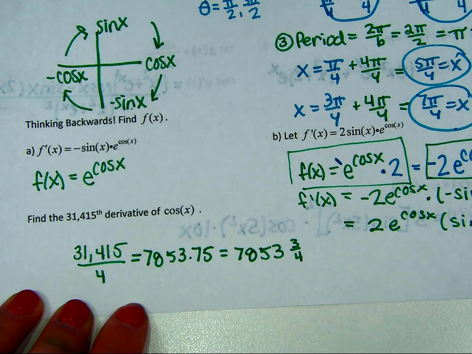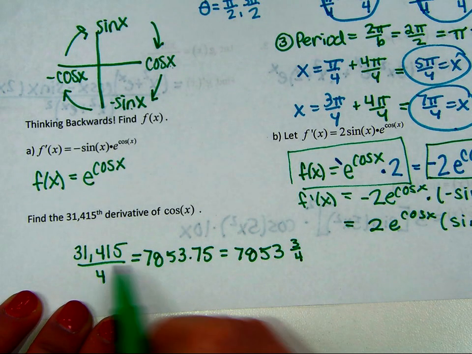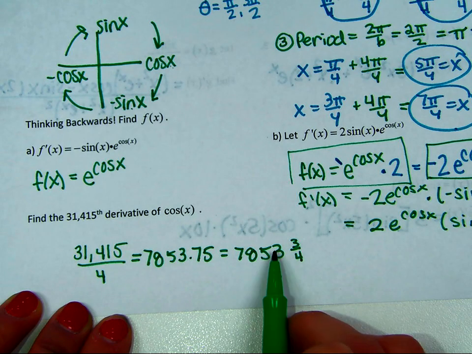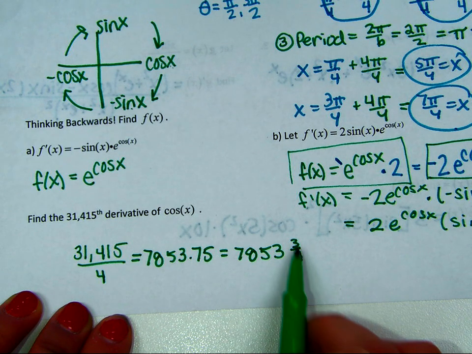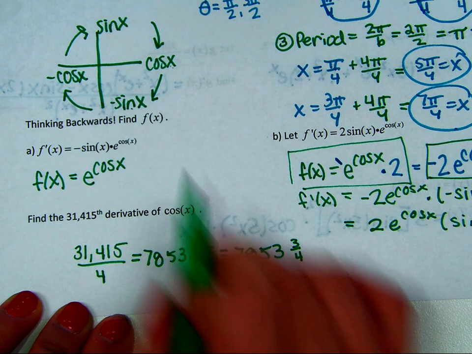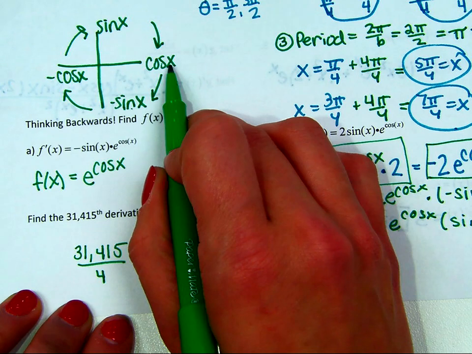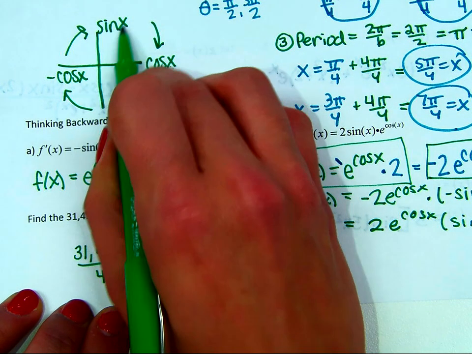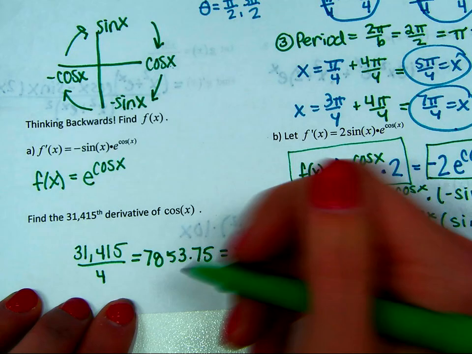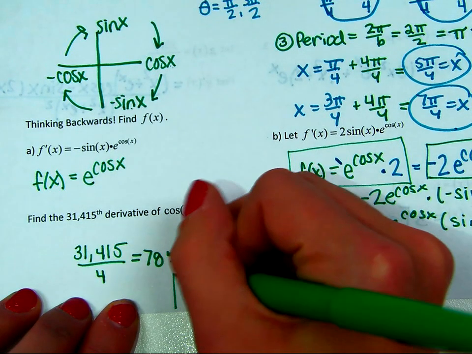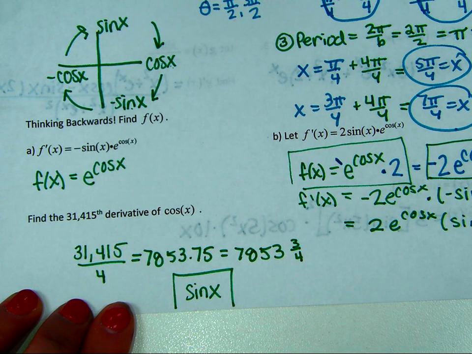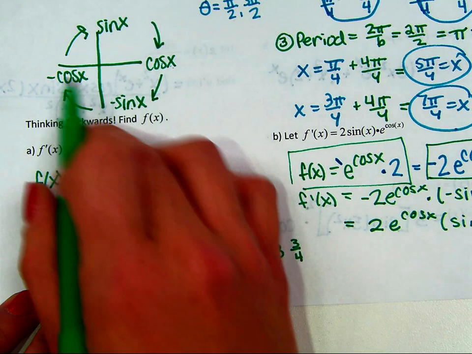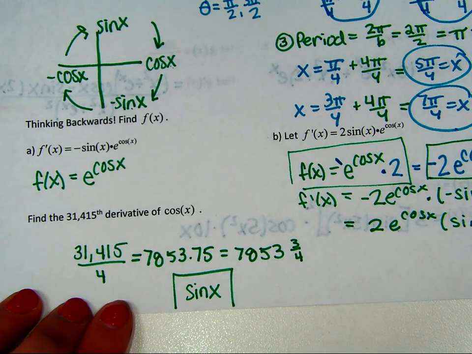So if we divide by 4, that tells us how many times we're going around the circle. We're going around this many times, and then another 3/4. Think about if we complete these, we'll be back at cosine. If we go another 3/4, 1, 2, 3, that's 3/4 around the circle. The answer would be sine. That's how you could think about a problem like that, because the derivative of cosine, or really any version of cosine or sine, just repeats itself over and over again.